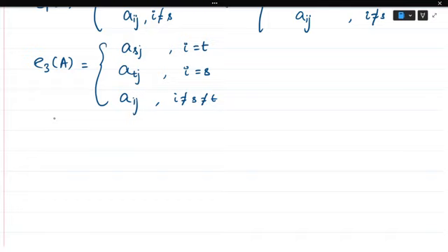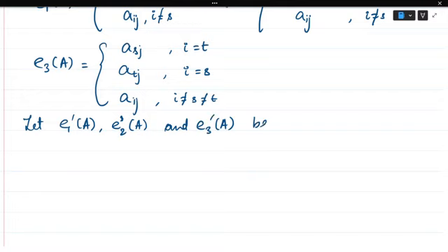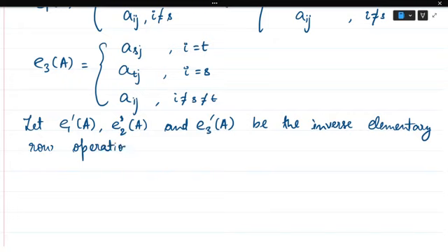So the main statement which you need to prove is that if we apply E1 over E1 prime of A. Now let me first define what E1 prime, E2 prime and E3 prime are. Suppose E1 prime of A, E2 prime of A and E3 prime of A be the inverse elementary row operations of E1 of A, E2 of A and E3 of A respectively.